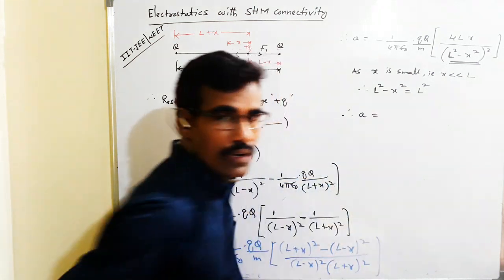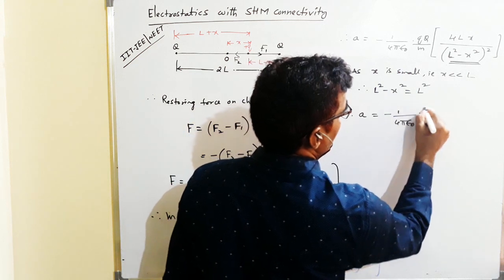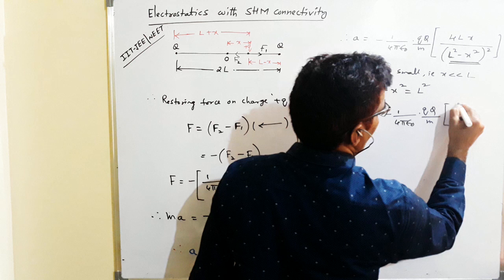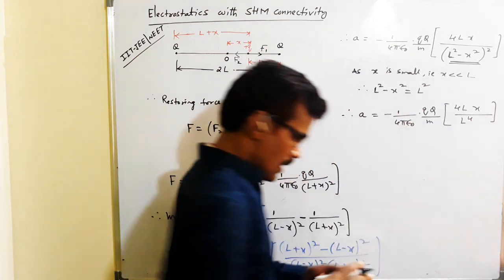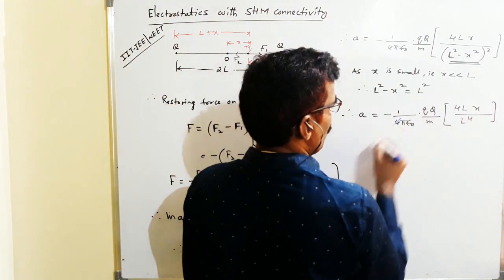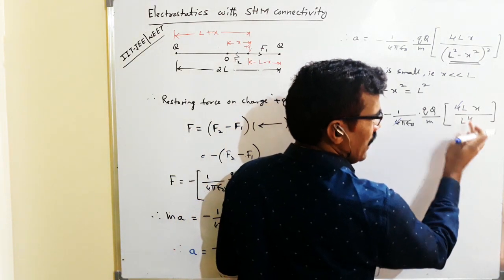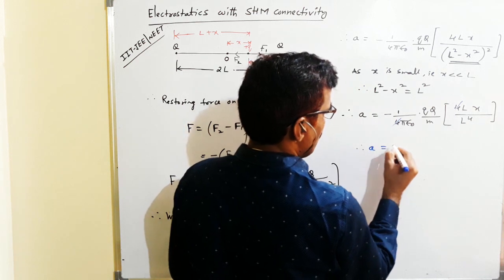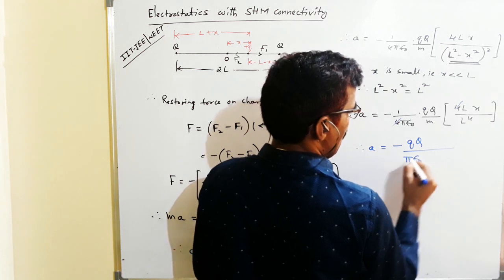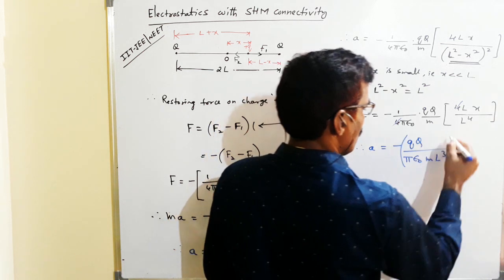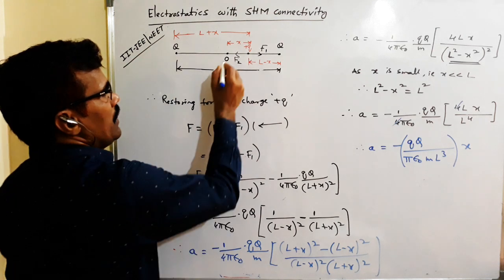Therefore A is equal to minus 1 by 4 pi epsilon naught qq by m into 4lx by L square whole square, L power 4. In this, the 4 cancels. Here L power 4, that's why L cube. After that we get minus qq by pi epsilon naught m L cube into x. X is the displacement from the mean position.